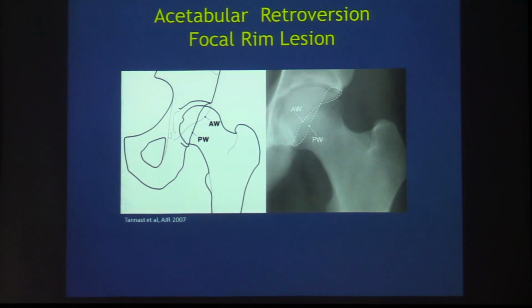We can see retroversion on imaging. We can see it on a pelvic radiograph, and this is a magnification of a pelvic radiograph. It's called the crossover sign. The anterior acetabular wall crosses over the posterior wall, and this has been associated with retroversion.